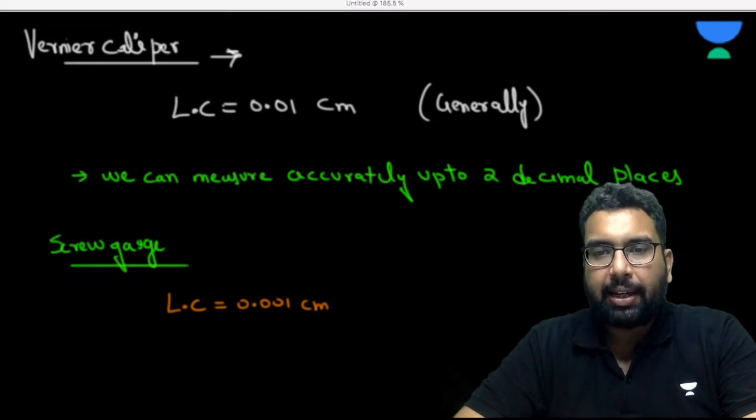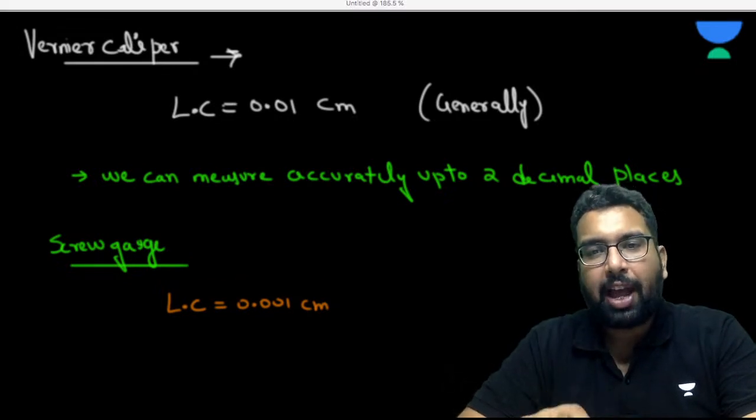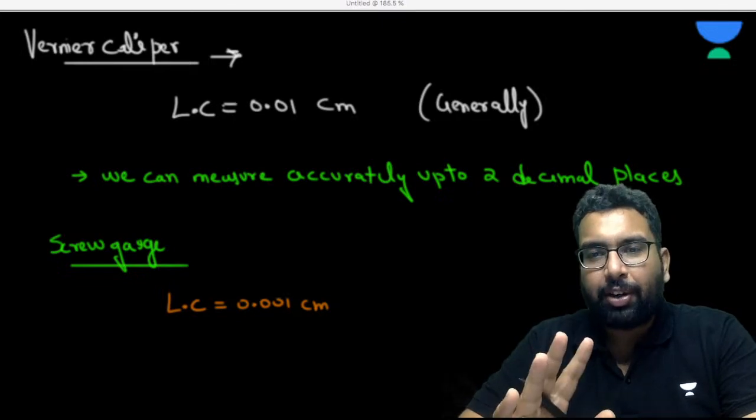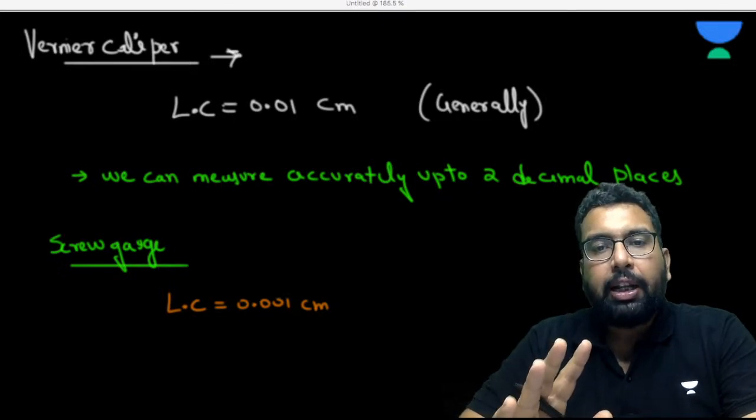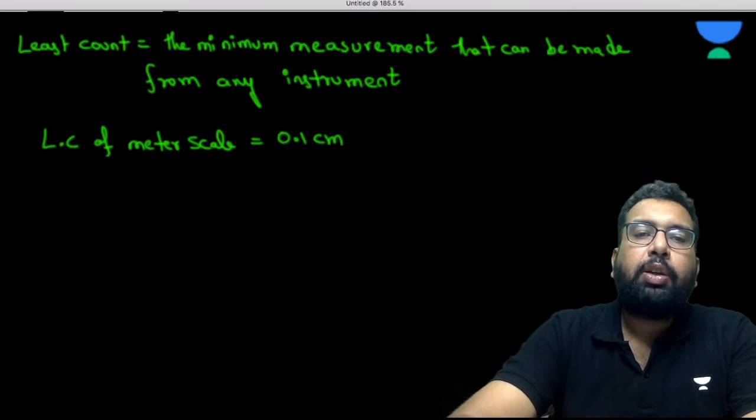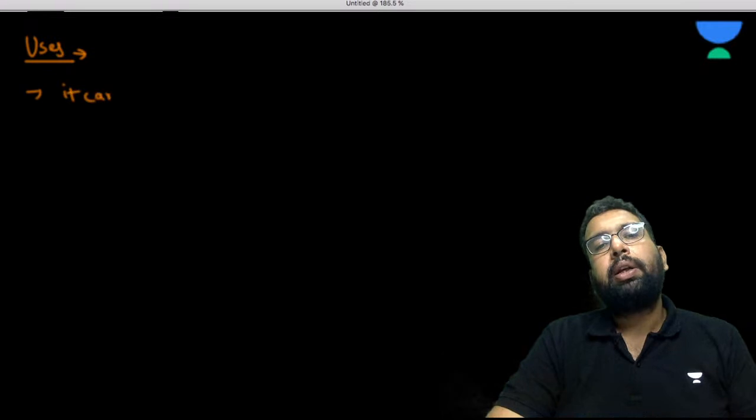Now please understand this. We have the screw gauge, we have the Vernier caliper, we have learned about it. Now please understand what the uses of the Vernier caliper are. If I write the uses, so uses of Vernier caliper, it can be used to measure. So it is important to know what the use of the Vernier caliper is.